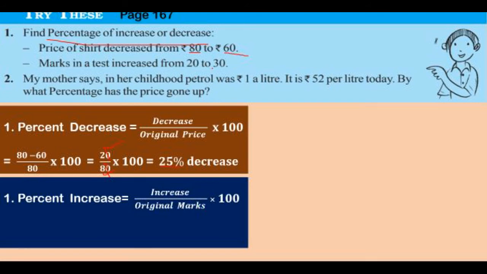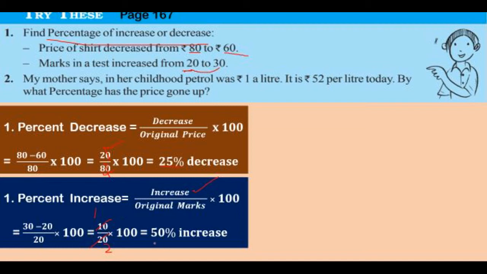Second part of question 1. Marks in a test increase from 20 to 30. So how much increase is there? 20 to 30, that is increase is 10. What is the original marks? Original marks is the initial marks, that is 20. So 10 upon 20 multiplied by 100. 10 upon 20, what do you get? 1 upon 2. 100 upon 2 is 50% increase.